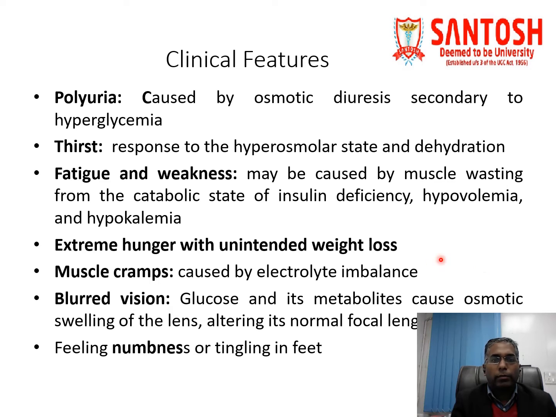effect of insulin deficiency. Muscle cramps are usually caused by electrolyte imbalance associated with insulin deficiency as well as hyperglycemia or polyuria. Blurred vision: glucose and its metabolites cause osmotic swelling of the lens, altering its normal focal length. And feeling numbness or tingling in the feet, that is the development of diabetic neuropathy in patients with long-standing diabetes mellitus.